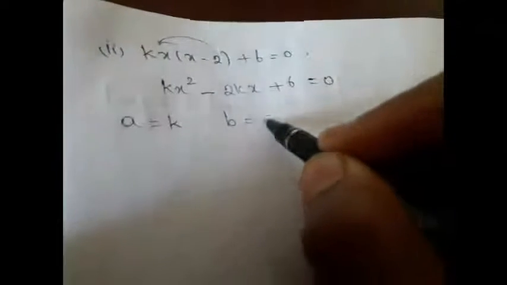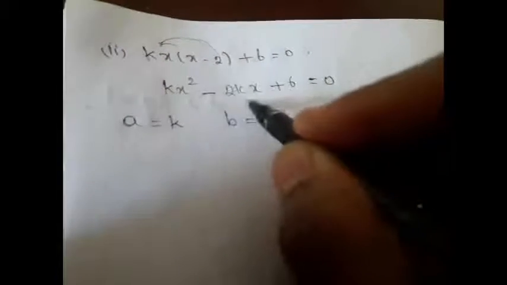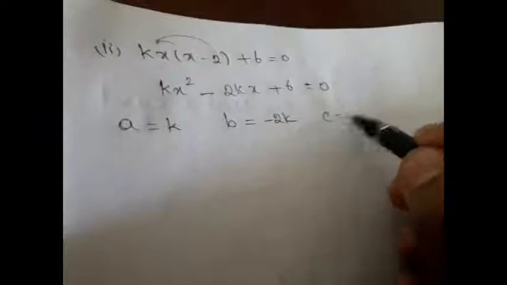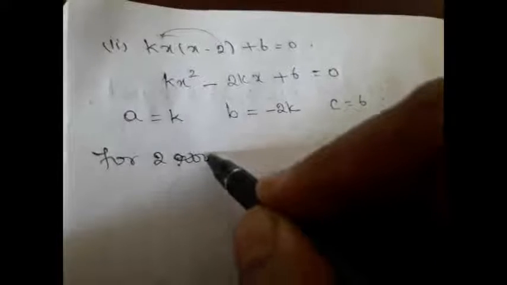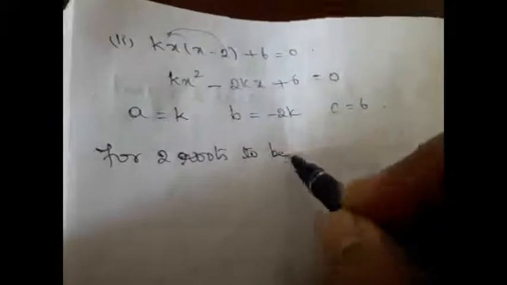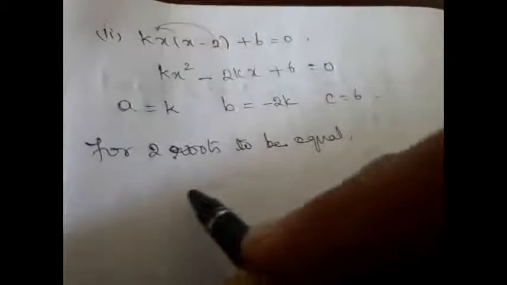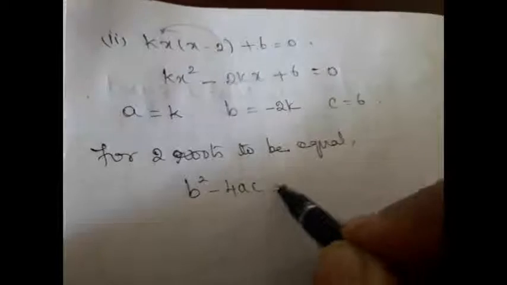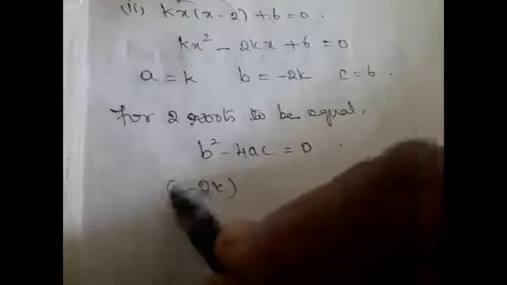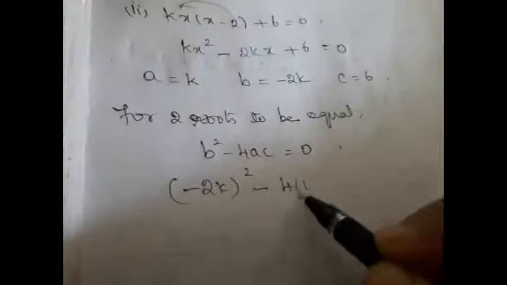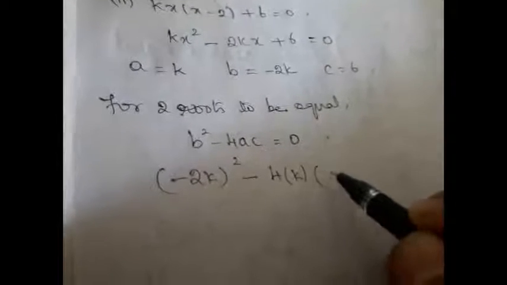So the value of a is going to be k. The value of b is minus 2k. The value of c is 6. Right? For two roots to be equal, b square minus 4ac should be equal to 0. What is your b square? Minus 2k the whole square minus 4 into a value is k, c value is 6, equal to 0.